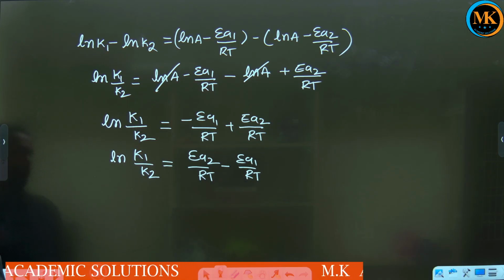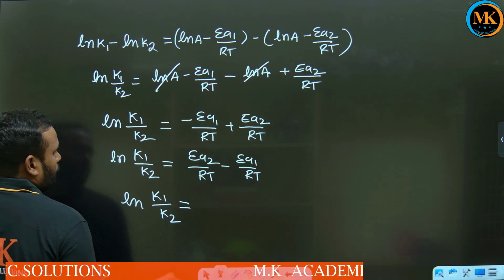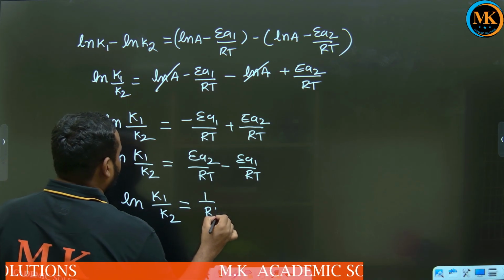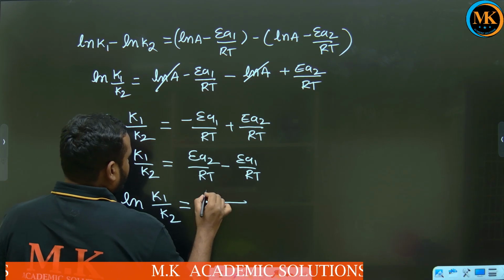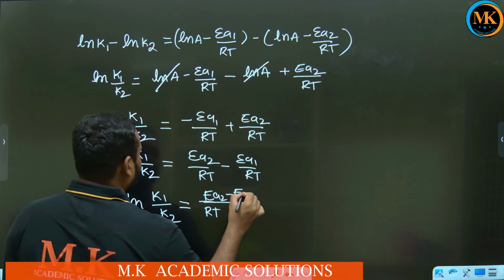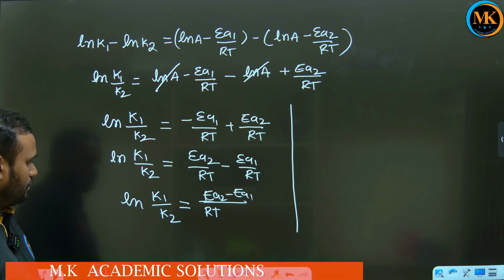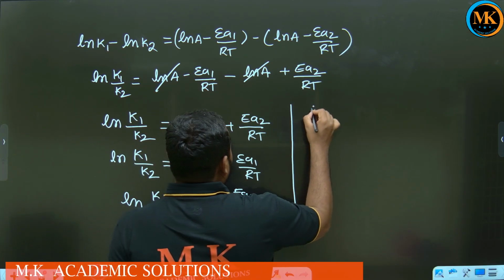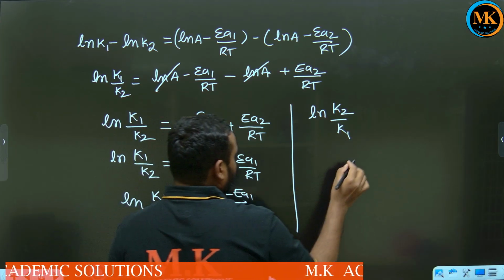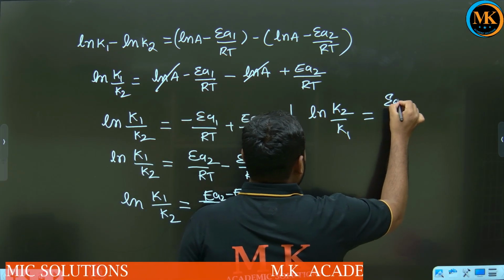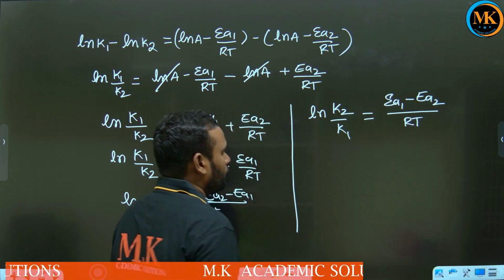So if you do so, what you will get here is ln K1 by K2 equal to 1 by RT into (EA2 minus EA1). Or else, the same equation, if you write ln K2 by K1, here we have inverted, so this equation also changes to EA1 minus EA2 by RT.